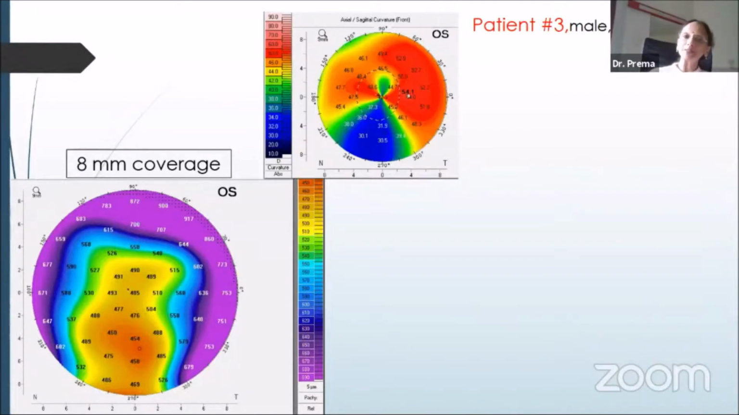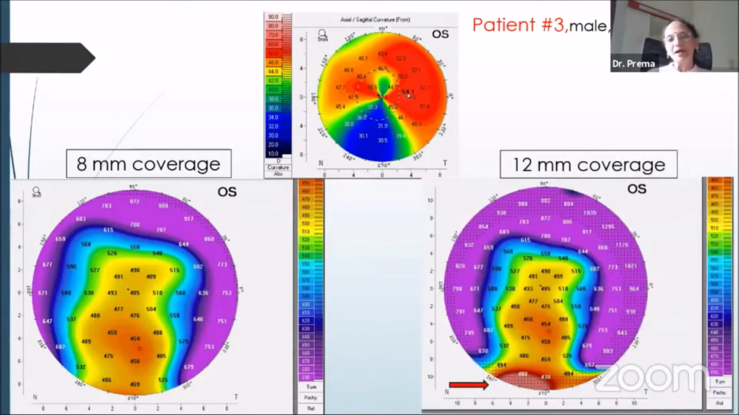By default, the Pentacam gives us an 8 millimeter coverage. But when we are looking for peripheral pathology, it is important to expand this coverage. And now when you expand it, you see that the little area of thinning that was lying obscured by the 8 millimeter coverage now starts to show up. So this explains why the thinning is more on the inferior side, although the steepness of the cornea is more superior.